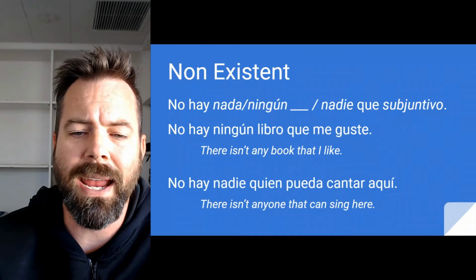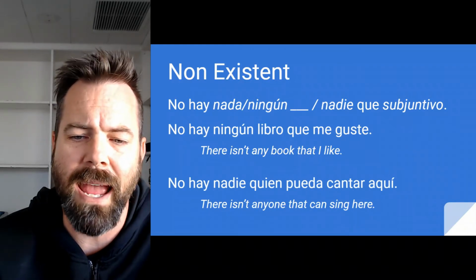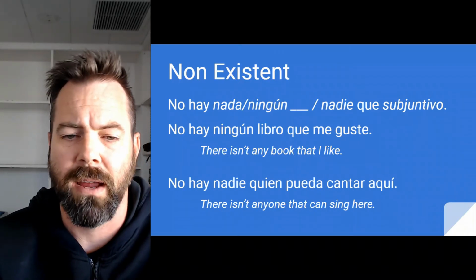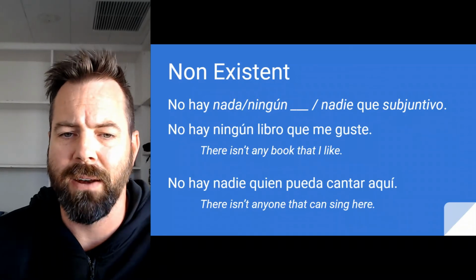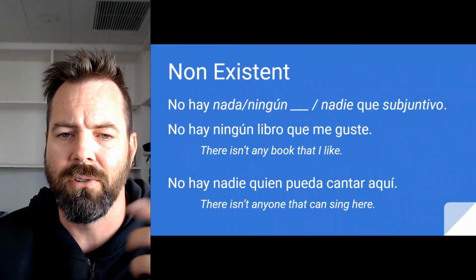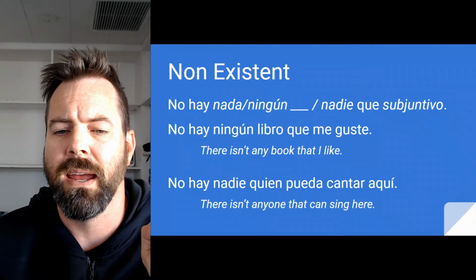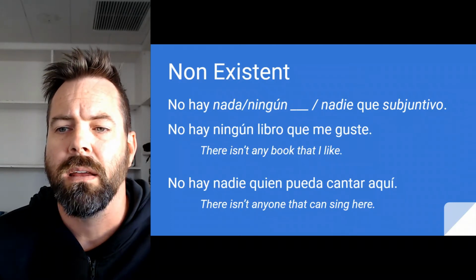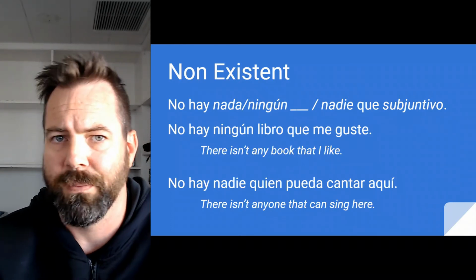Another example, no hay nadie quien pueda cantar aquí. There isn't anyone that can sing here. Okay, so that's no hay and then your negative word like nadie or ningún or nada, and then que or quien, then subjunctive. Okay, so that's the non-existent stuff.